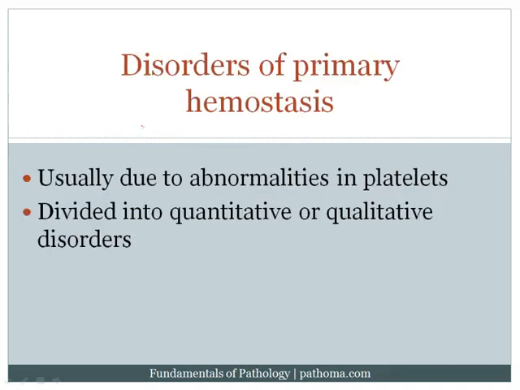Now, what about disorders of primary hemostasis? How can we think about those? Well, for the most part, not always, but for the most part, they're going to be due to abnormalities in platelets. And there's two types of abnormalities that we can have in platelets. We can have a quantitative abnormality where we don't have enough platelets. The quantity is bad. Or we can have a qualitative problem where the quality of the platelets is no good, but we have enough platelets, for example. And so these are the two ways we want to think about disorders of primary hemostasis in the context of abnormalities of the platelets. Quantitative disorders and qualitative disorders.